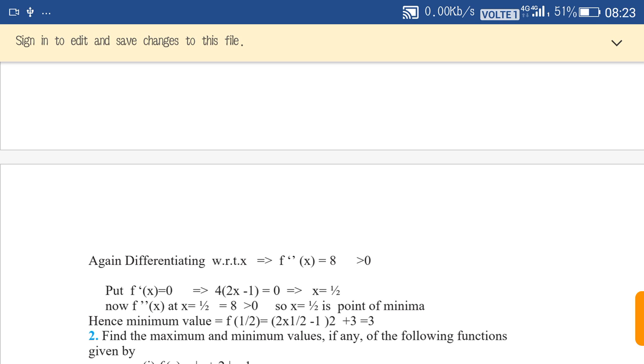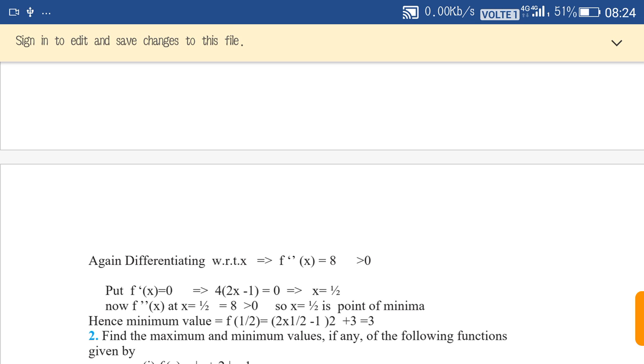It means at all values it will be minimum. F double dash is constant 8, which is positive. That means at all values the function will be minimum. So put f dash, the method is there. First find f dash, then find f double dash, again differentiation, and it is the case for maxima and minima.